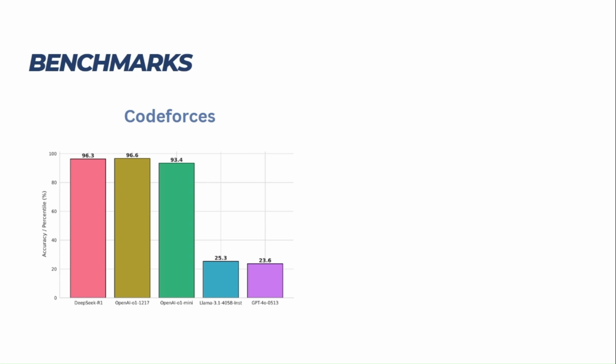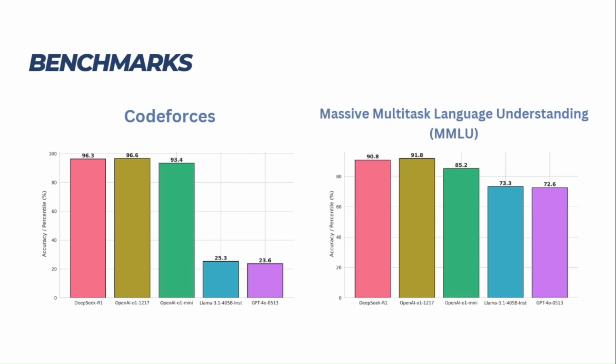The second benchmark is called Massive Multitask Language Understanding, which measures the LLM's knowledge in different general domains. In that metric, the 5 models got reasonable accuracies. For Deepseek it is 90.8, a bit lower than the OpenAI O1 model, but better than all the rest.